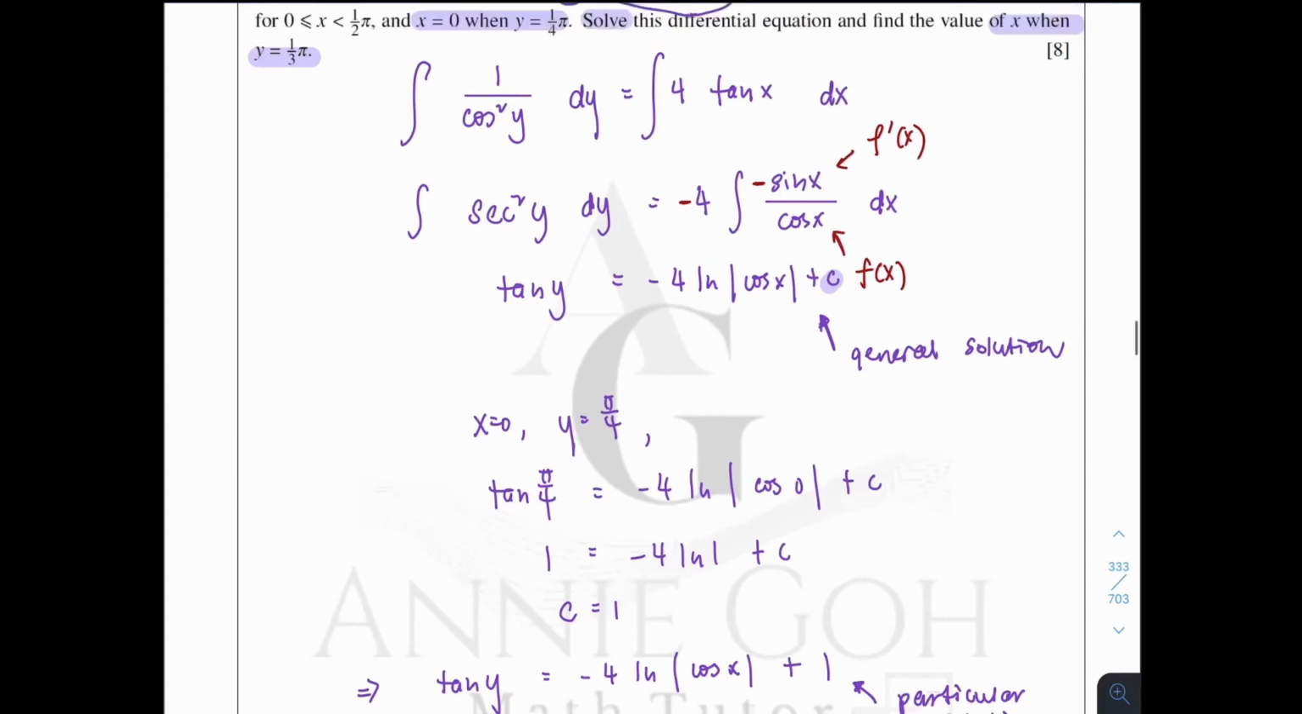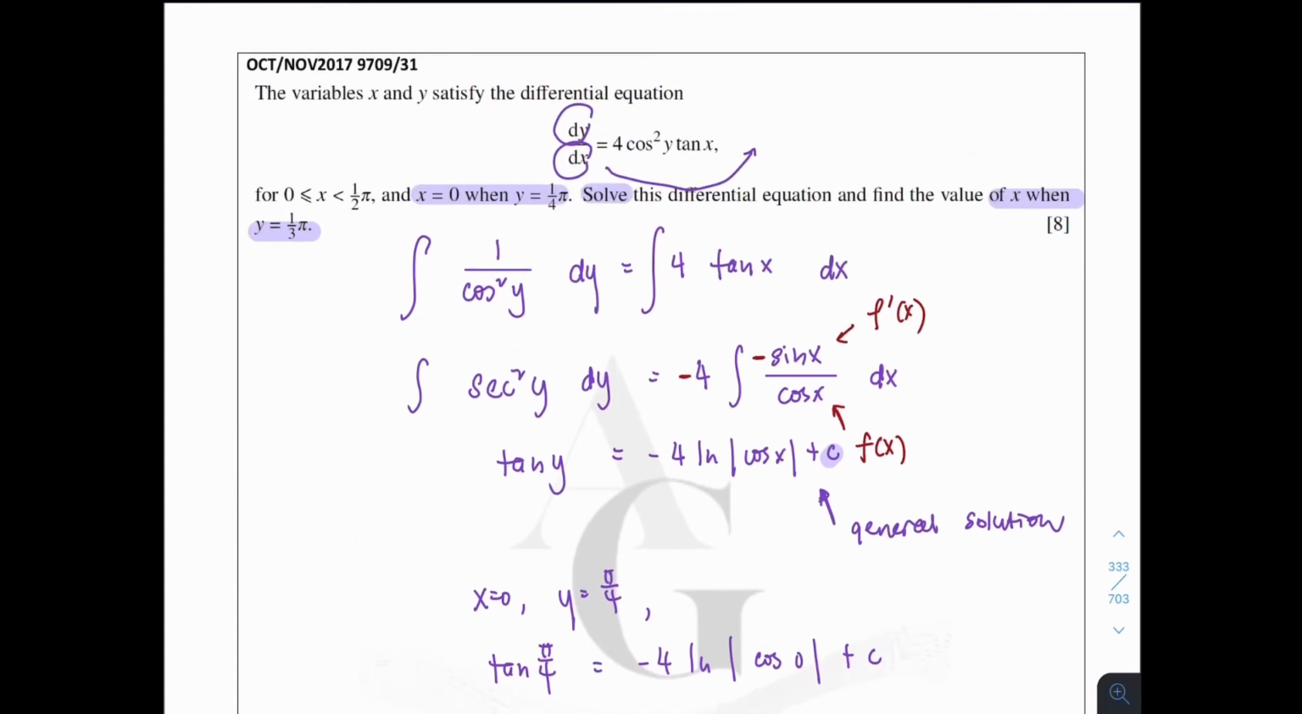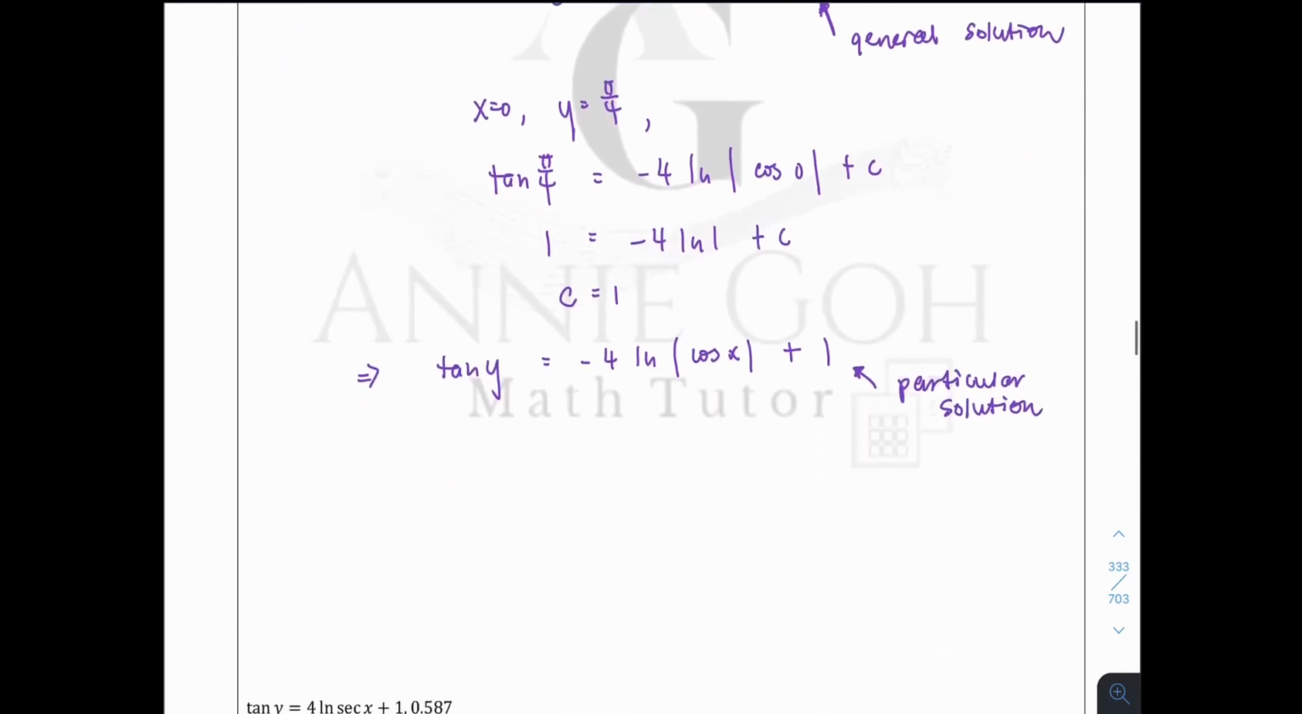And according to the question, you are asked to find the value of x when y equals pi over 3. So let's substitute y equals pi over 3 into our particular solution. Tangent pi over 3 equals negative 4 ln cos x plus 1. And from here, you should be able to get x equals 0.587. That's how we solve for this question.